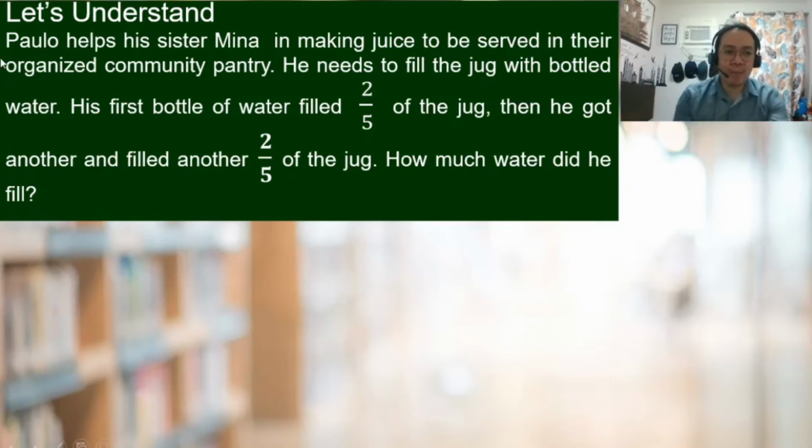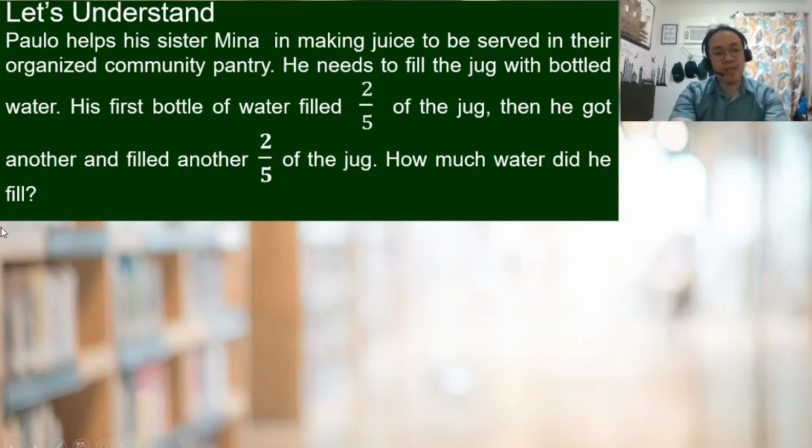Okay, in the problem, Paulo is trying to help his sister Mina to make juice. Saan nila gagamitin yung juice? They will be serving it to their organized community pantry, which is very timely, di ba? Right now, ang daming community pantry. Bakit nag-organize ng community pantry? The main reason is to help people who are really in need, lalo na ngayong pandemic. So, sabi dito, si Paulo gumamit ng first bottle at finill niya yung jug ng 2/5. Sa pangalawang bottle, na-fill niya uli yung jug ng 2/5. Ang tanong is, how much water did he fill?